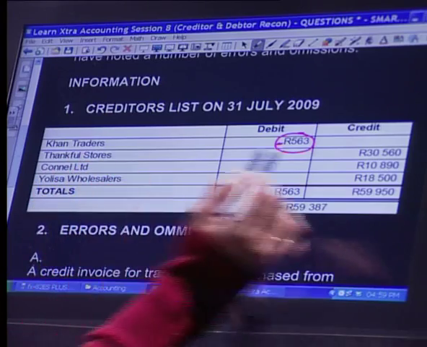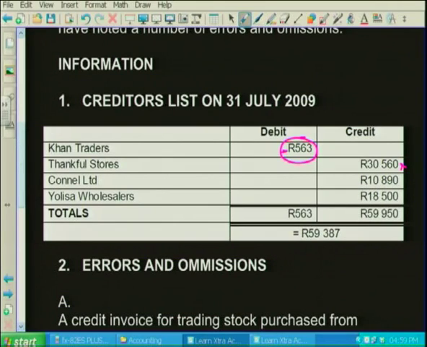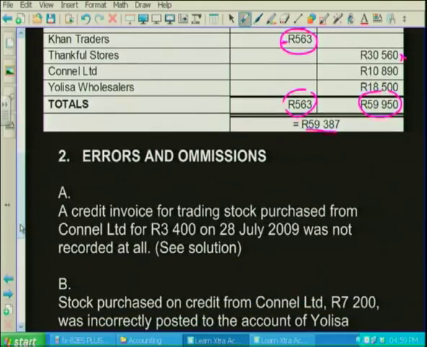Then we've got Thankful Stores, so we're owing them 30,560. Cornell Limited, we are owing them 10,890. It's a credit balance, so that's how we know we are owing them. And then we've got Yolisa Wholesalers, we are owing 18,500. So if we take all our credits minus the one debit, we've got a creditors list balance that was mentioned previously of 59,387.